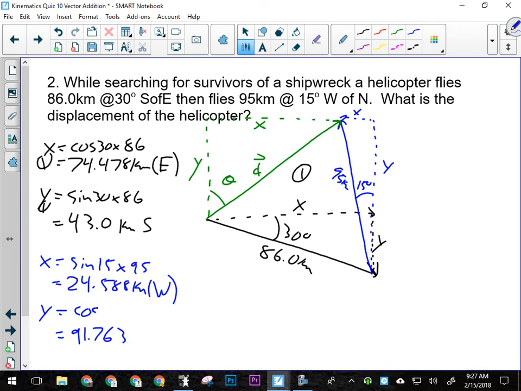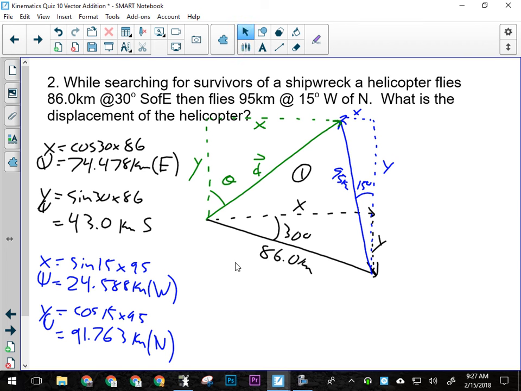Okay, so that'll be cos of 15 times 95. Okay, and that is kilometers, and that is north. All right, 1 mark for each of those. So we're up to 5 marks here.